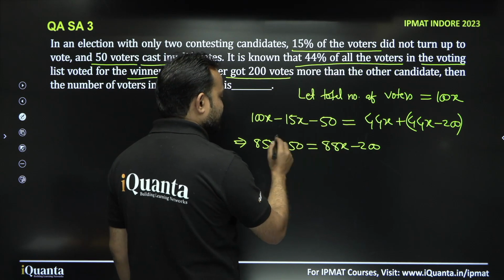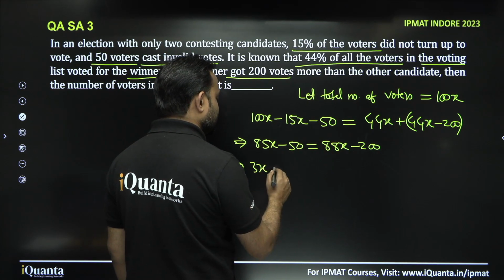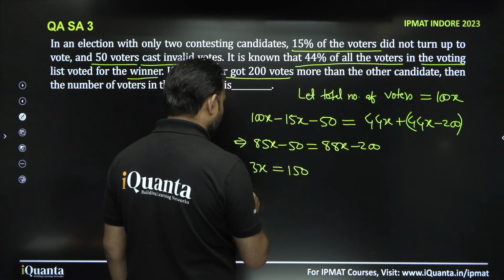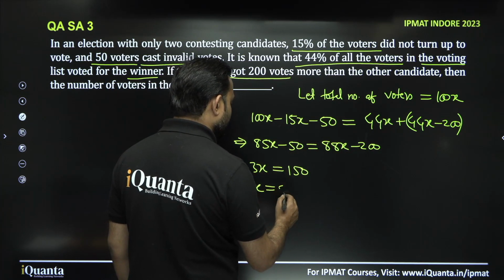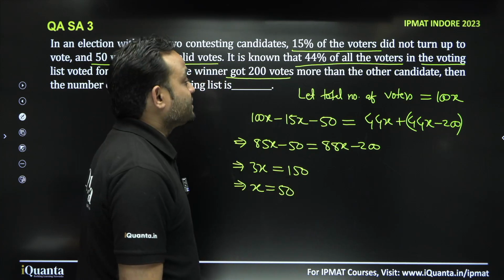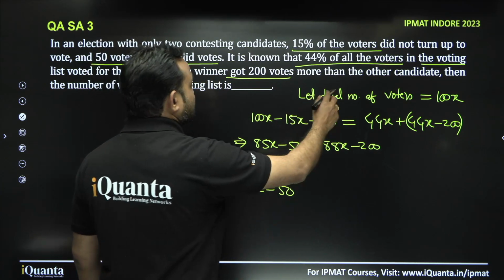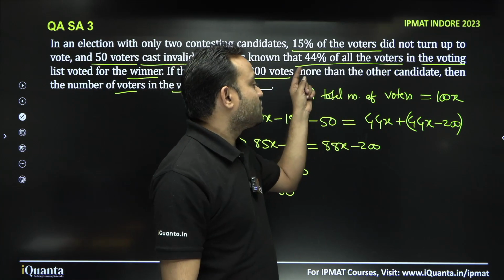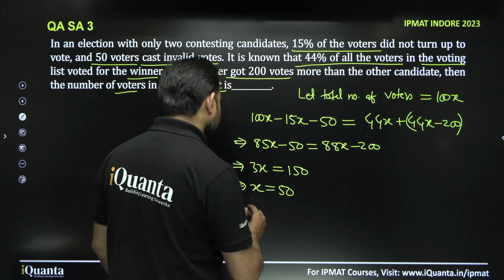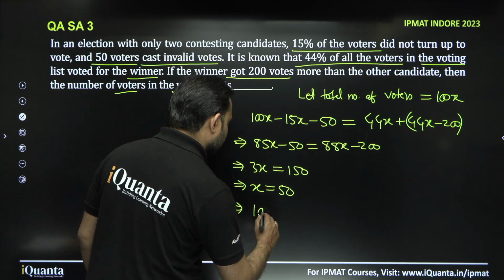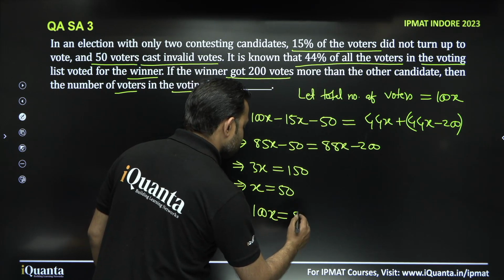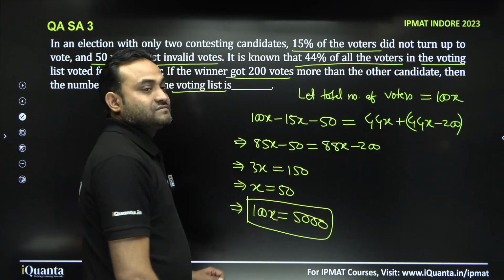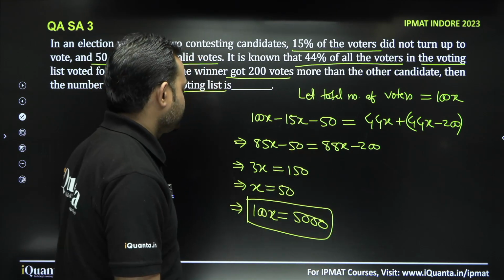Or 88x minus 85x will be 3x. 200 minus 50 will be 150. Or x is equal to 50. So what we need to find? We need to find 100x. Total, then number of voters in the voting list. यही हमने assume किया था. Total number of voters in the voting list is 100x. So we can say that 100x is equal to 5000. And that is our answer for this question.